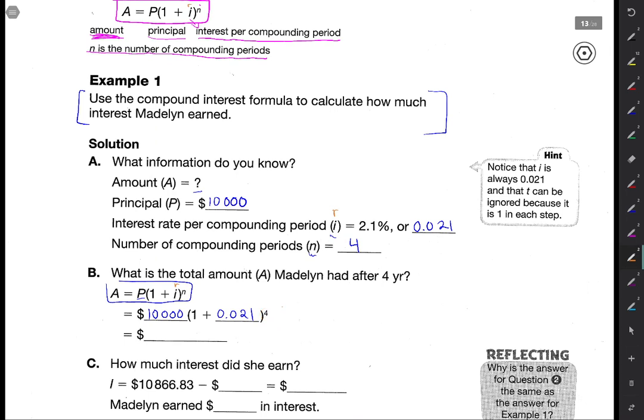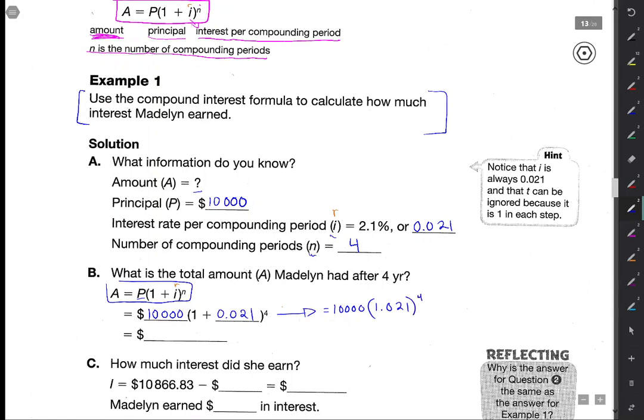Now, if your calculator is a scientific calculator, you can plug all of this in straight away. If you write it down exactly as I have it here with the brackets and everything, you would be able to get the final answer. However, if you don't have a scientific calculator, you will have to follow BEDMAS. So we would start with everything in the brackets first. That $10,000 on the outside will stay the same. But in the bracket, we're going to do 1 plus 0.021, so that would be 1.021. And that's all still to the power of 4.